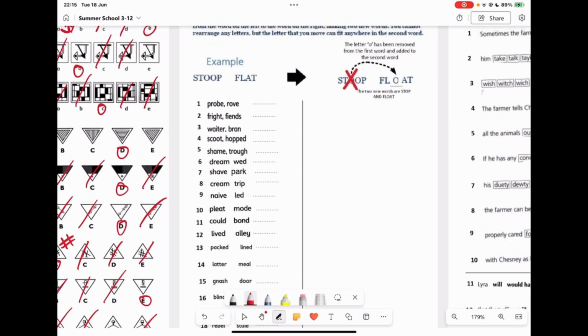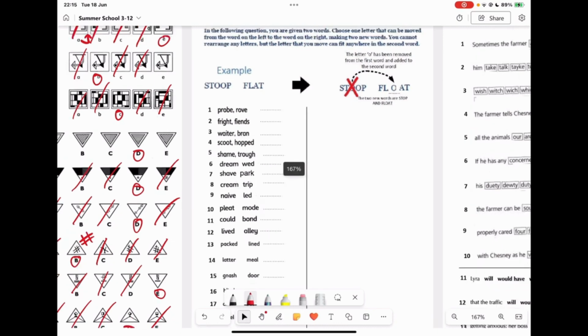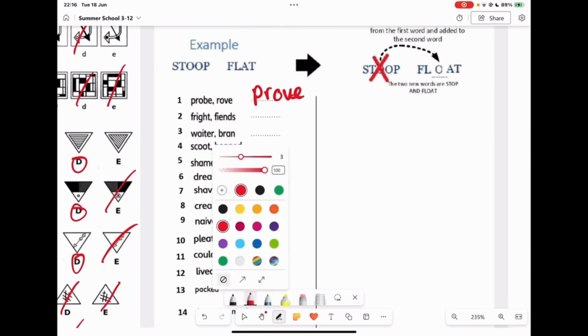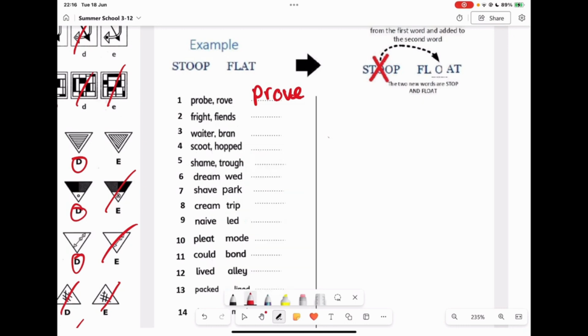So what we're going to have here is robe and prove. So it will be robe and prove. So we can write prove here. I'll just reduce my font size for this one. Okay, then we have fright and fiends. So here we're going to have fight and then friends.